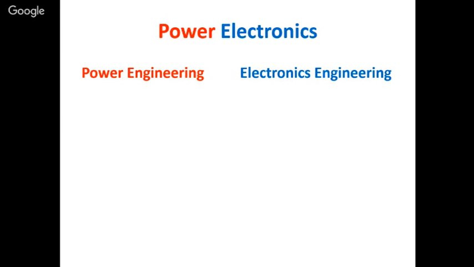In case of power engineering, the signals are at very high voltage and current. And in case of electronics engineering, it is at a lower level. So in electronics, it is maybe 5 volts or maximum 24 volts, and the current is a few milliamps, not more than 1 amp. But in case of power electronics, can you guess what might be the voltage and the current level?